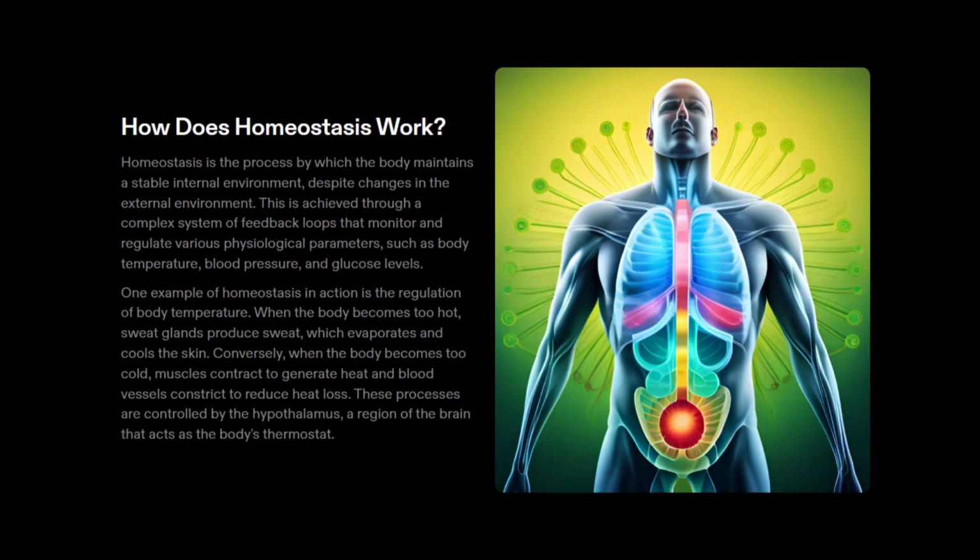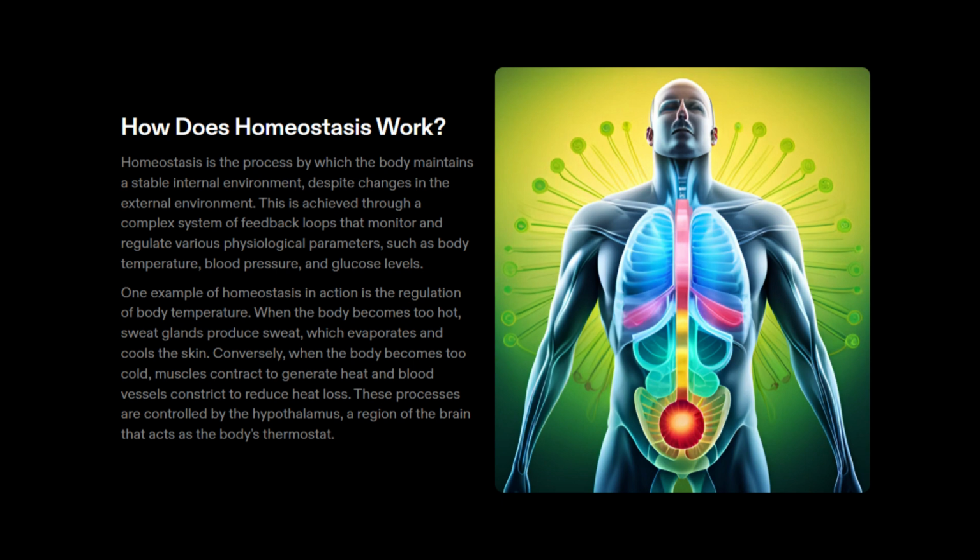How does homeostasis work? Homeostasis is the process by which the body maintains a stable internal environment despite changes in the external environment. This is achieved through a complex system of feedback loops that monitor and regulate various physiological parameters, such as body temperature, blood pressure, and glucose levels.